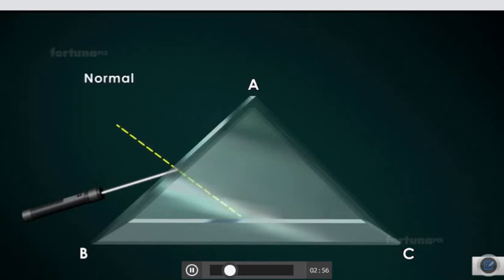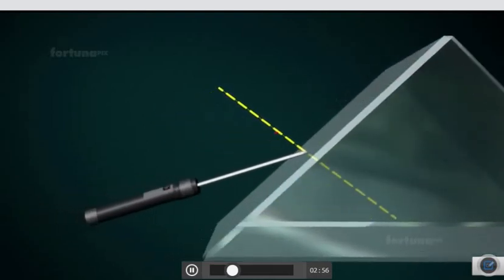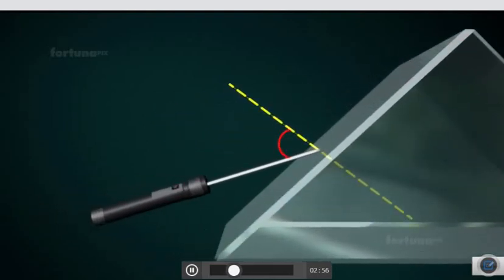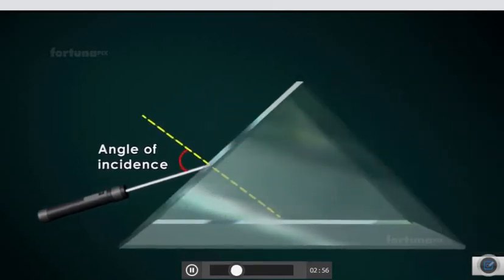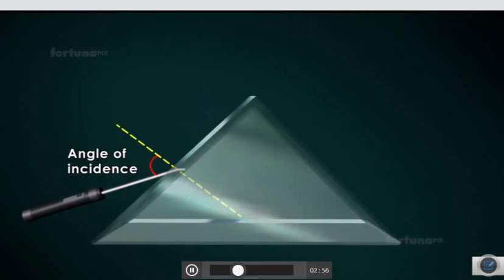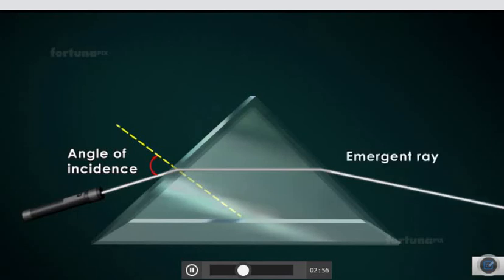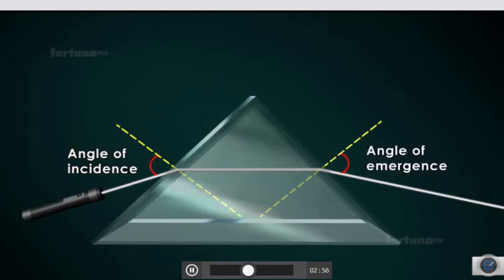Let's draw the normal, an imaginary line perpendicular to the face of the prism. The angle between the incident ray and the normal is called the angle of incidence. Inside the prism, the light ray will bend towards the normal at an angle and will continue to strike the other face of the prism. The light ray then will emerge out of the second face as an emergent ray, bending away from the normal line. The angle between the emergent ray and the normal is called the angle of emergence.